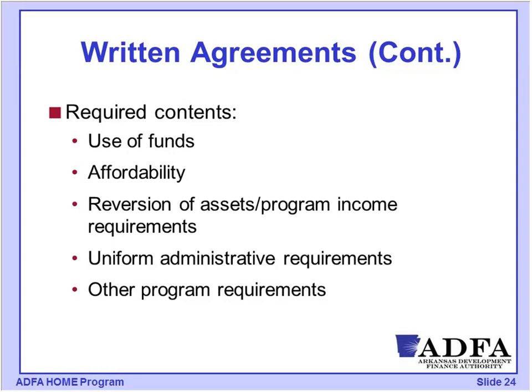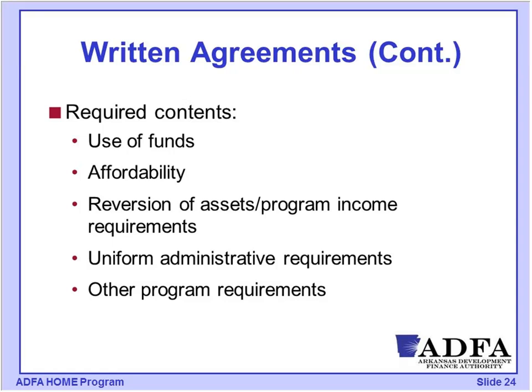Also, some standard language about reversion of assets, program income requirements. So if home fund has been used to purchase assets, there would be some reversion language that would allow you to essentially pull that back. Program income, which we'll be talking about in just a little bit, is going back to ADFA, and so that would also be spelled out within your written agreement. We mentioned before 2 CFR Part 200, that's the Uniform Administrative Requirements. That's going to be spelled out within that written agreement.